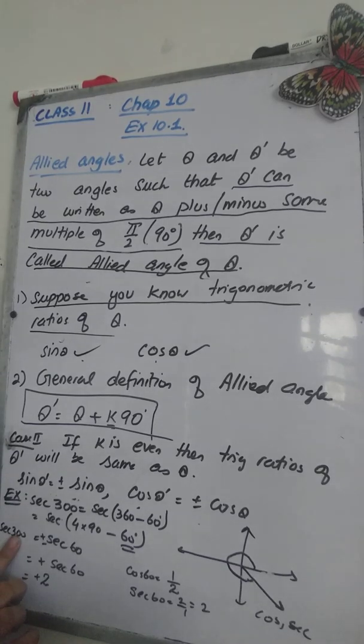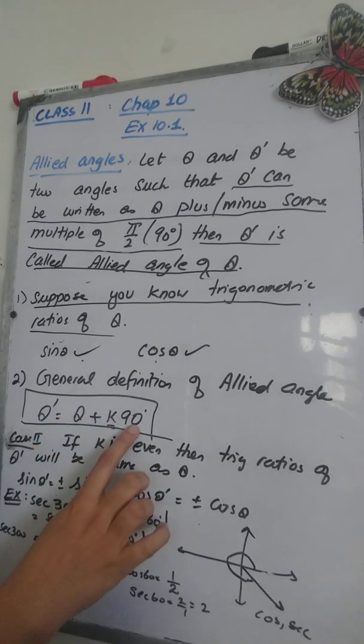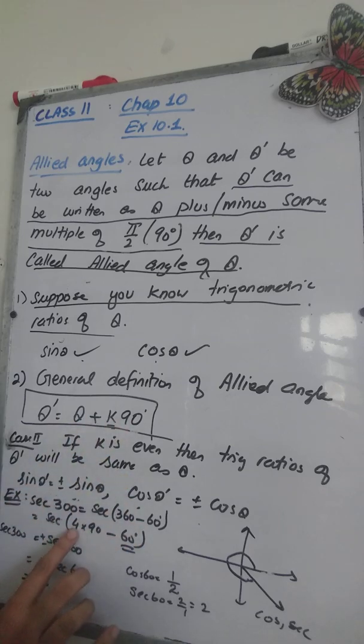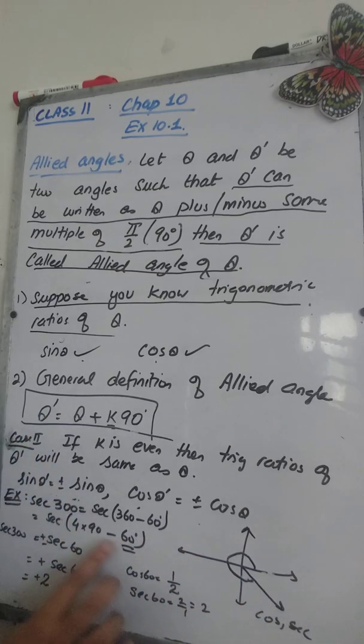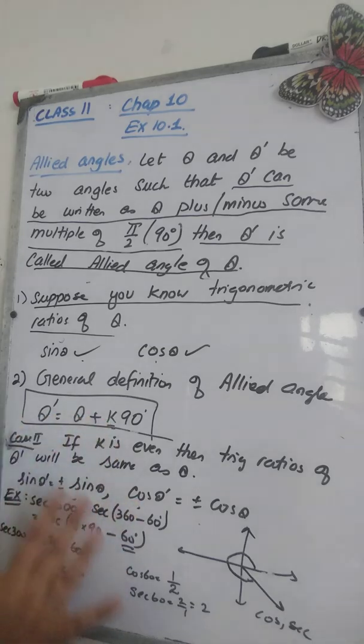angles. 300 was first written in this form. Once you write the angle in this form, if k is even, the trigonometric ratio will not change. Secant will remain secant, cos will remain cos, tangent will remain tangent. And the next step is you have to find whether this is plus or minus. And that we are going to find with the help of the quadrant in which 300 lies. You have to locate 300 where it lies, and that also is quite easy. Once you write 300 in this form, it's easy to locate it. So I will tell you in the next video how to write an angle in this form. Once you have written the angle in this form, the rest is easy.